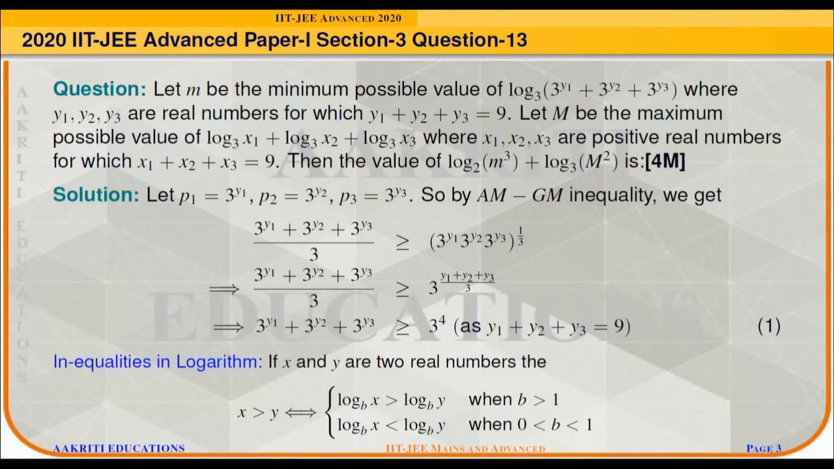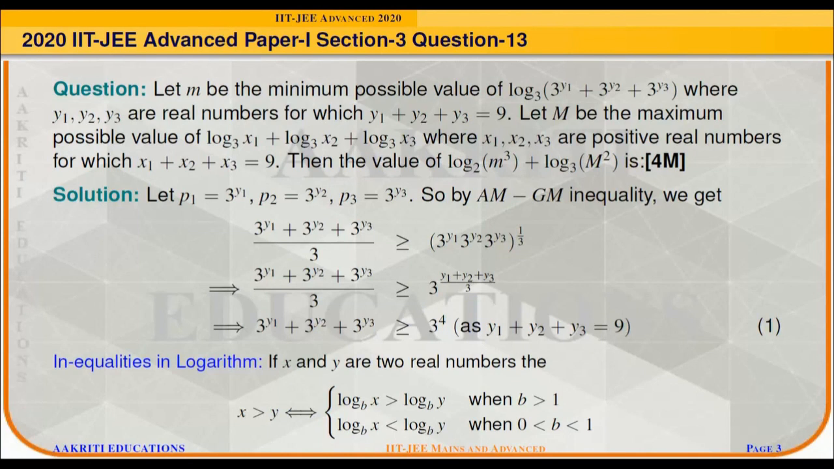Now, we need to find the minimum possible value of log of this value to the base 3. So we need to take logarithm on both sides of this equation. So first we see how the inequalities in log work.